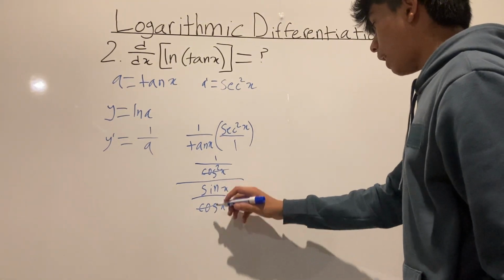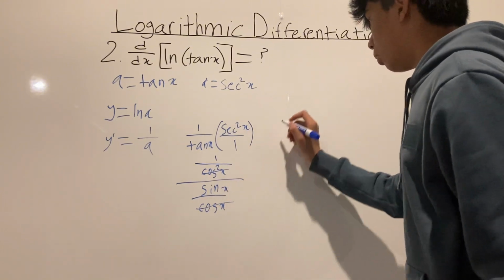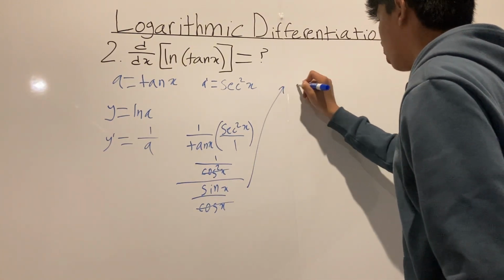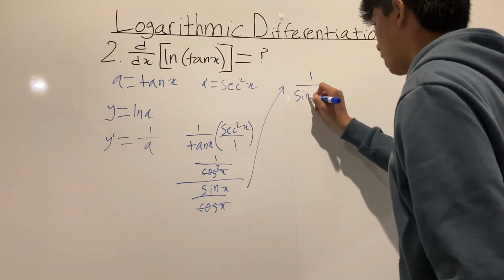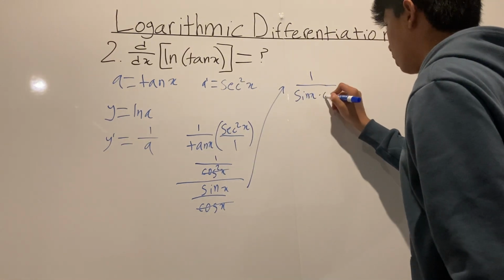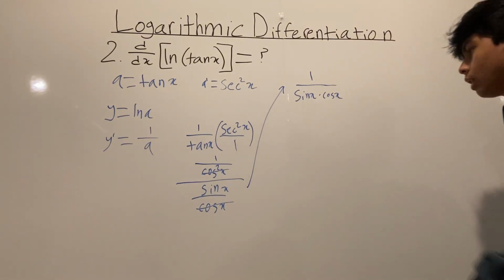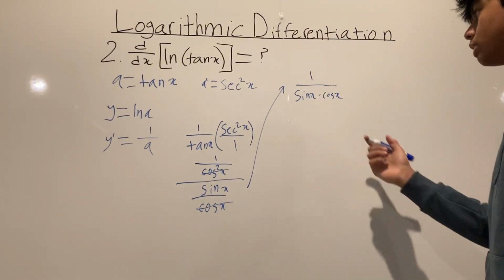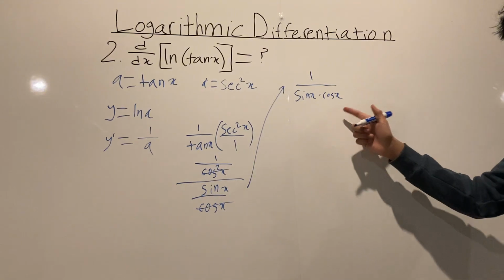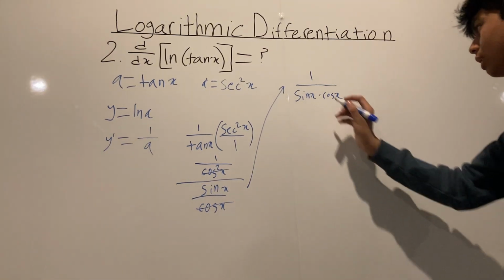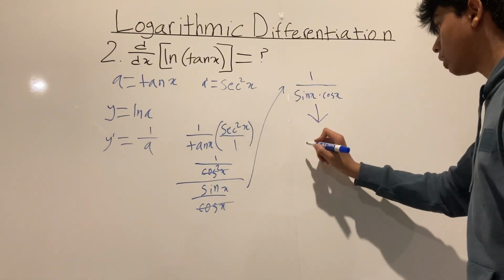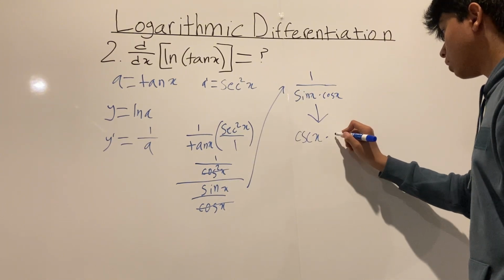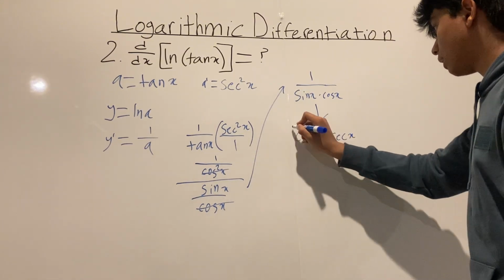And now we're going to have 1 over, we can just move it up here, 1 over sine x times cosine x. And this is the same thing, 1 over sine x is the same thing as cosecant x, and 1 over cosine x is the same thing as secant x. So we can just replace this and say the final answer is csc x times secant x. And that's our final answer.